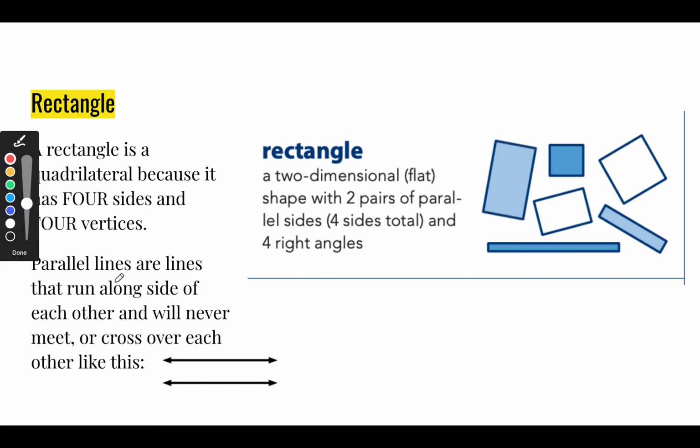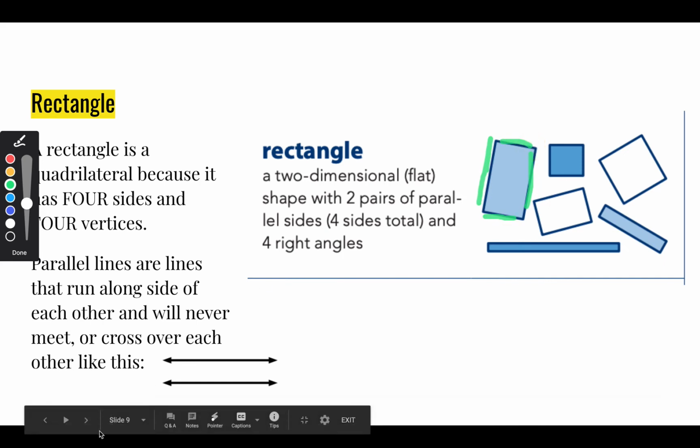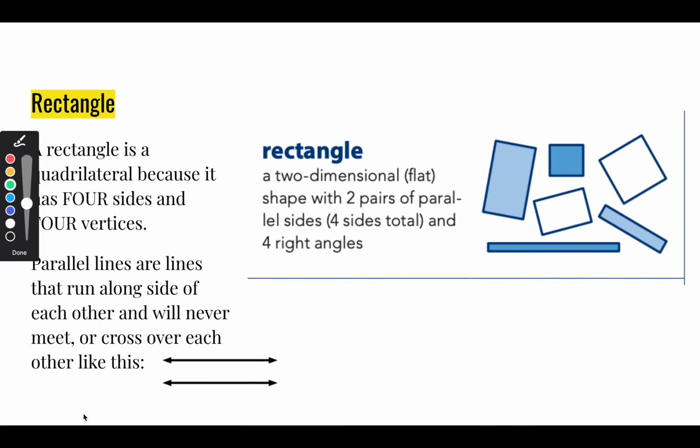So that is the difference between like a rectangle and a square, because the two parallel lines, the two sets, are longer than the other two, if that makes sense. So like these sets of parallel lines are longer, and then the other parallel lines are usually shorter in length. Okay? But they're still quadrilaterals because they have 4 sides and 4 vertices.